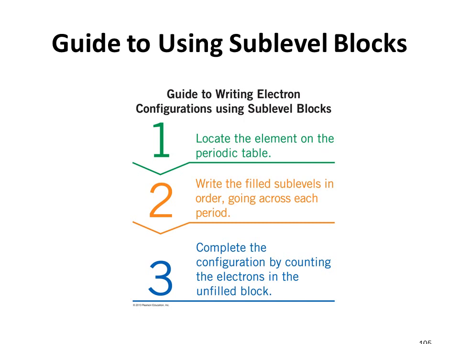And so in using these sublevel blocks, how you want to work through it is you want to first find where your element is on the periodic table, and then fill up the sublevels in order going across each of the periods. So first fill up your 1s, and then you're going to go down to the 2s block, and then you fill up your 2s, then you're going to go to the 2p in the p block.